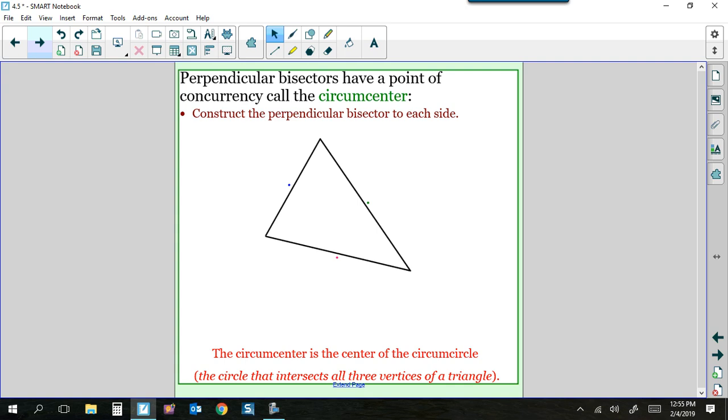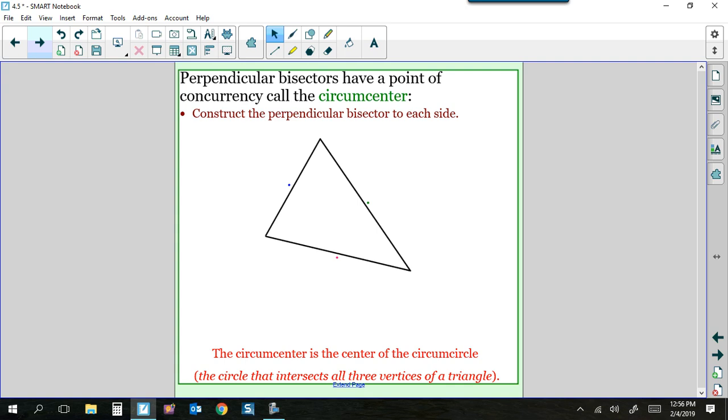If you have an obtuse triangle, then your circumcenter will definitely be on the outside of the triangle. In this case, the triangle we have here is an acute triangle, so we know that our circumcenter should absolutely end up on the inside. So we're going to go ahead and construct our perpendicular bisectors.